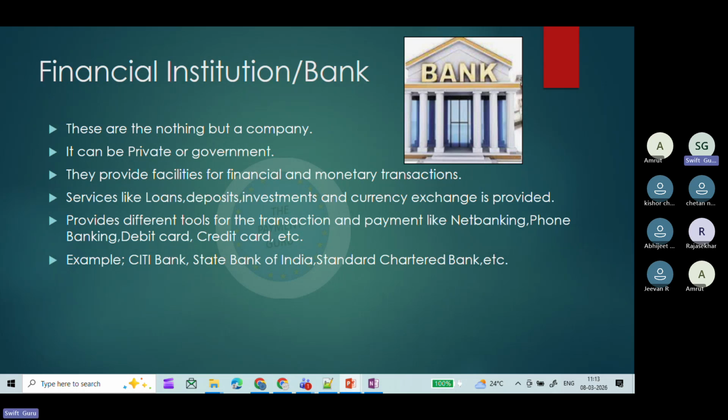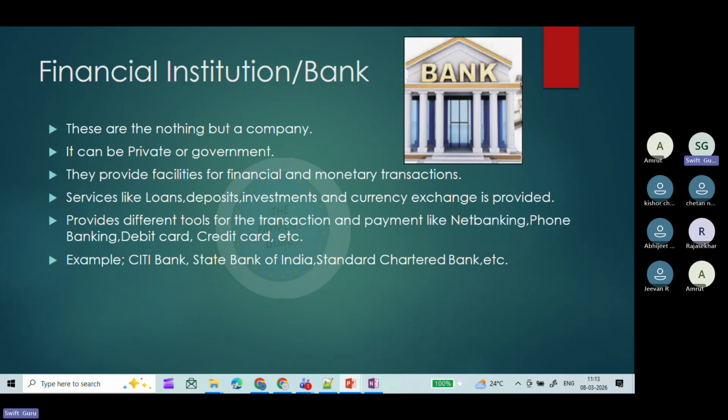What is a financial institution or bank? Who are they basically? A financial institution or bank is nothing but an organization, a company. They are basically a company that can be private or government based, right? There are different sorts of facilities these companies provide, which is basically a bank or a financial institution. That can be in terms of loans, deposits, investments, currency exchange, and so on.